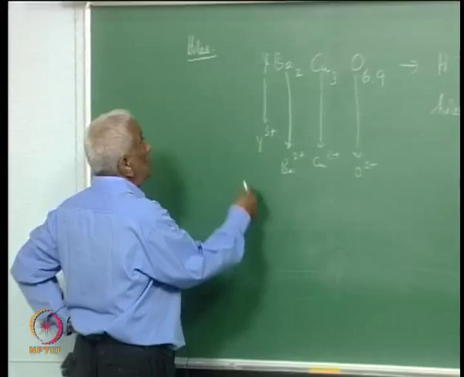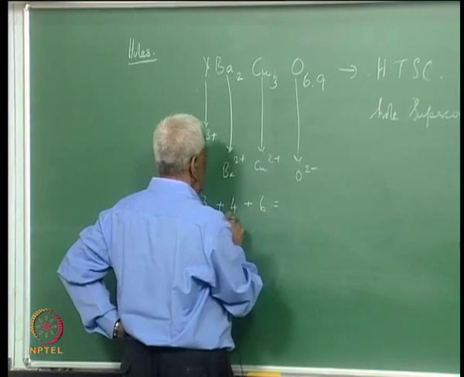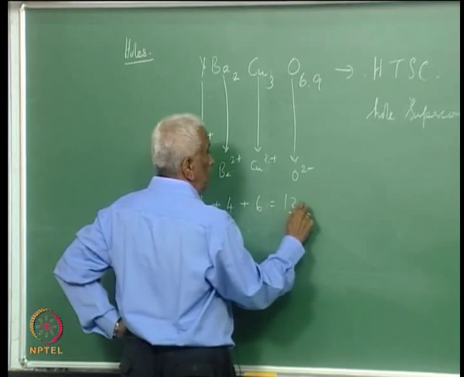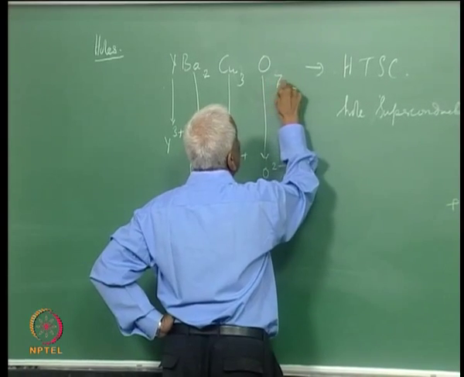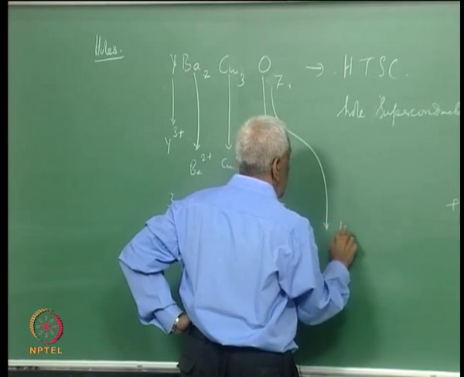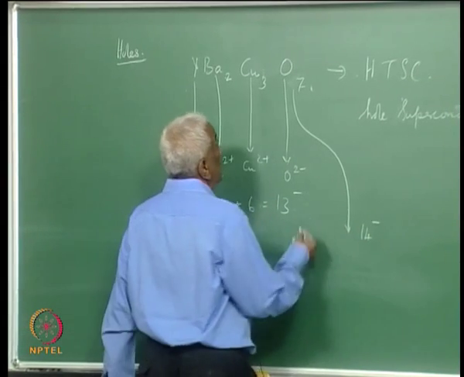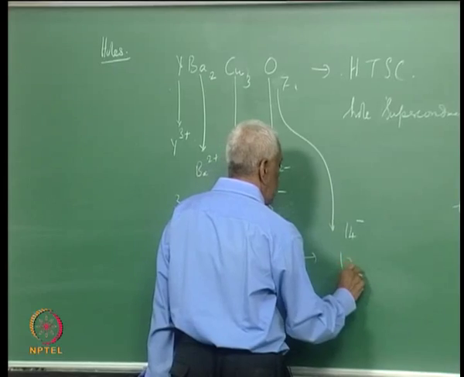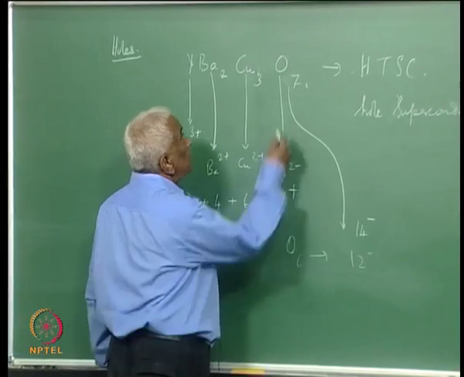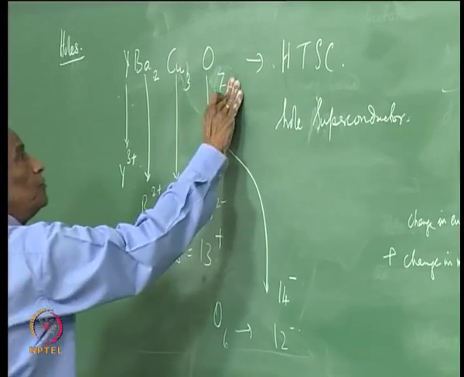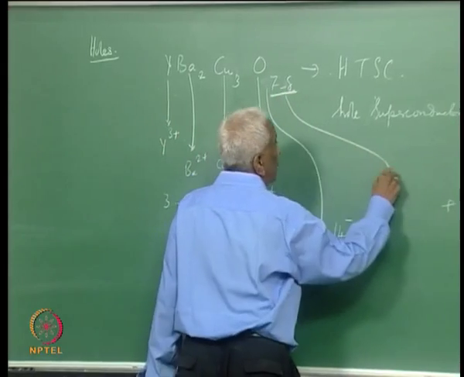So, if you consider the charge balance, we have 3 plus 4, that is 2 into 2, plus 3 into 2, which is 6, giving 13 plus. And if I have O7, for example, then O7 will give me 14 minus. For charge balance, if it is O6, this is 12, whereas what we have in the positive ions is 13 plus. So, the charge balance requires that this should be more than 6.5. Actually, if you reduce it by a small amount delta from the stoichiometry of 7, we get the behavior of high temperature superconductivity.